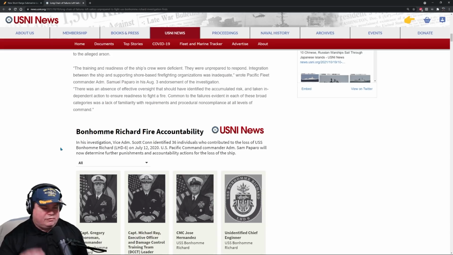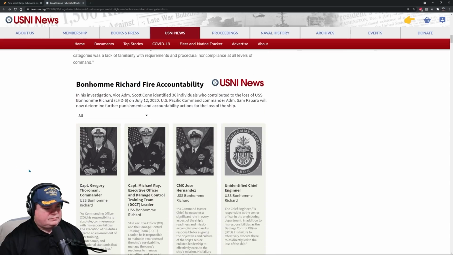Everybody's guilty. From the highest admiral to the lowest seaman, nobody is without blame in this case. Just because it's arson isn't an excuse to lose the ship, right? The crew needs to be able to fight the fires and do damage control procedures. And this crew was not trained, apparently, in any of that, is what this has found.